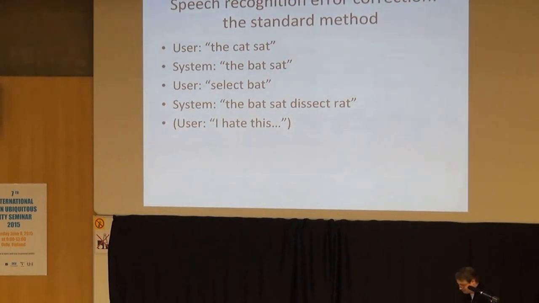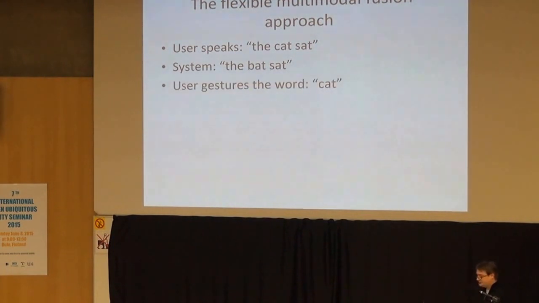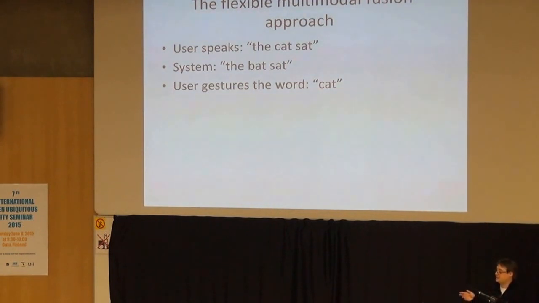So using our wonderful, fantastic system that never does anything wrong, the user speaks "the cat sat." The system might still output "the bat sat," but speech recognition isn't perfect. Then the user can gesture the word "cat," or the words "the cat," or "cat sat," or "the cat sat," or the user can speak any of these combinations. It doesn't matter. Or the user can type any of these combinations.